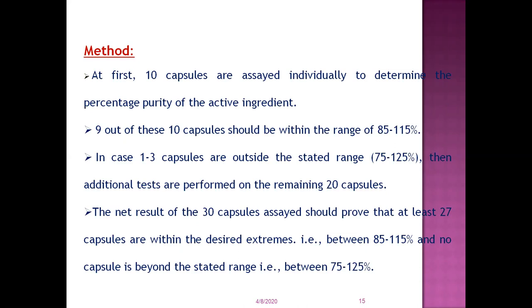At first, 10 capsules are taken and the percentage purity of the active ingredient is determined. 9 out of these 10 capsules should be within the range of 85 to 115%. In case 1 to 3 capsules are outside the stated range, 75 to 125%, then additional tests are to be performed on the remaining capsules. Then the net result of the 30 capsules has to be assayed and should prove that at least 27 capsules should be in the desired range, that is between 85 to 115%, and no capsule should be beyond the stated range, that is 25%.